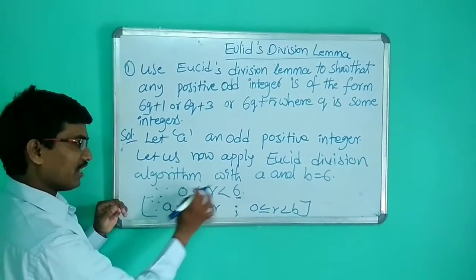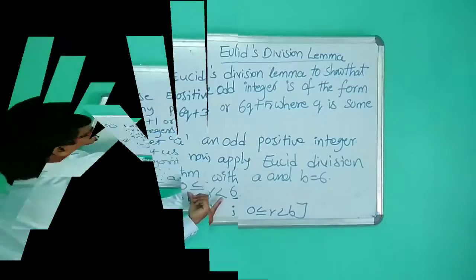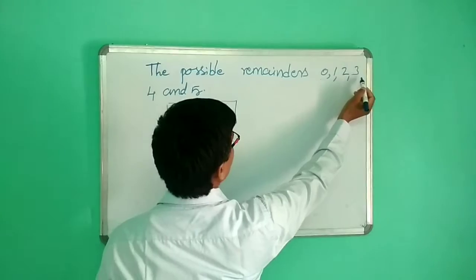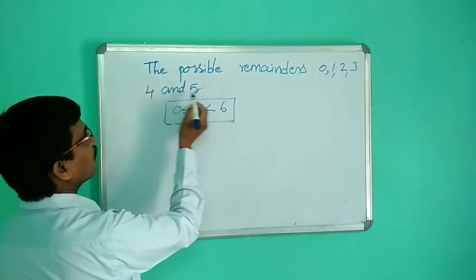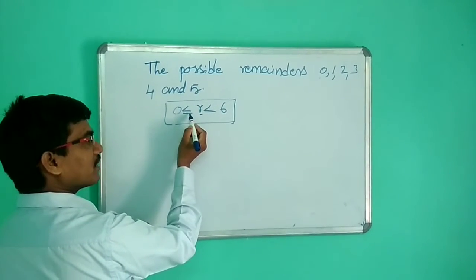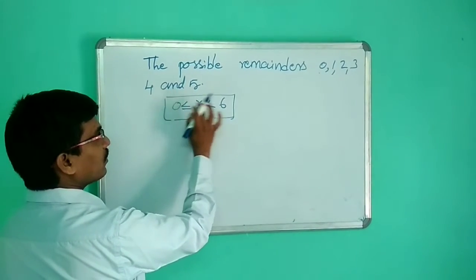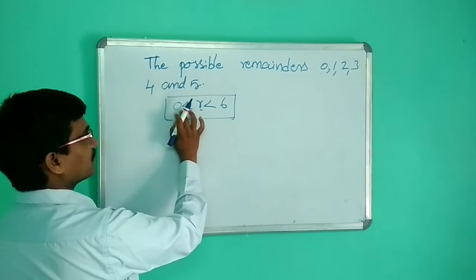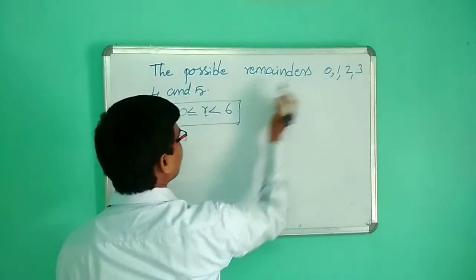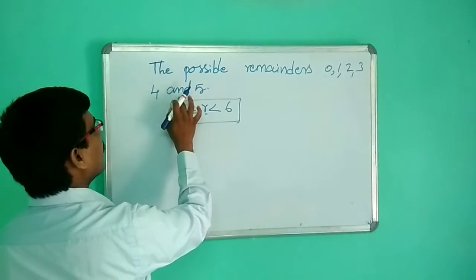So the remainder value r is between 0 and 6. That's why we take this condition: the possible remainders are 0, 1, 2, 3, 4 and 5, because the condition is 0 ≤ r < 6. So 0 ≤ r means 0, and less than 6 means 1, 2, 3, 4 and 5.